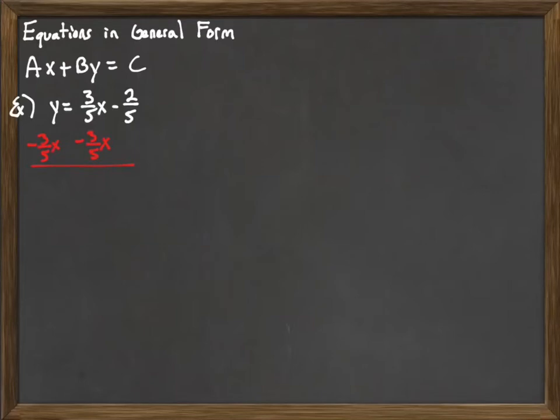Now, negative 3/5 x and y are not like terms, so they won't go together. So you could write that down as y minus 3/5 x, but since the format has x first, I'm going to put that piece first. Negative 3/5 x plus y equals 2/5. And so that's the most lenient form of general form. And again, some people would say that that's not even general form, but that is what your textbook does.